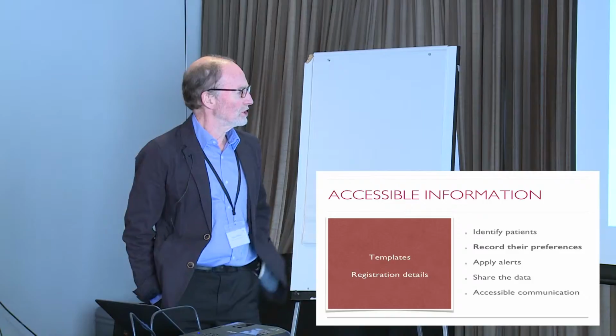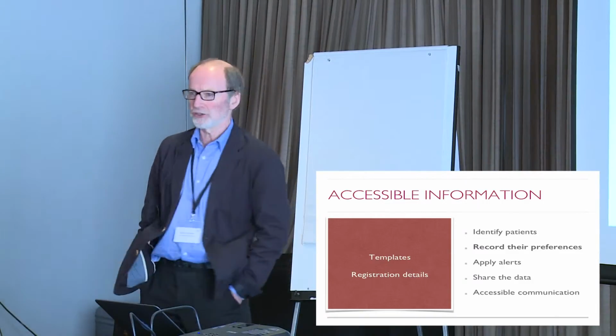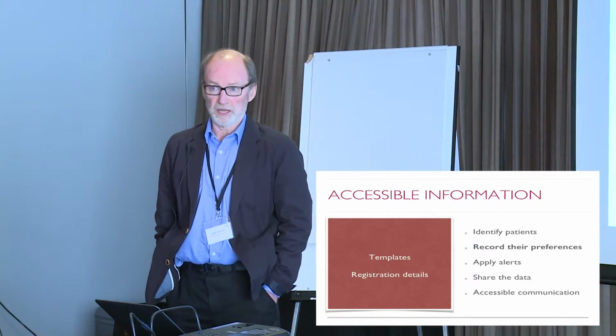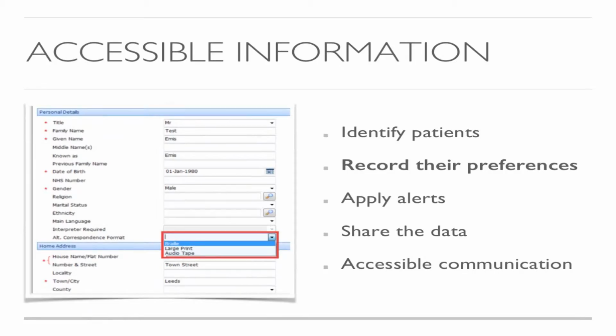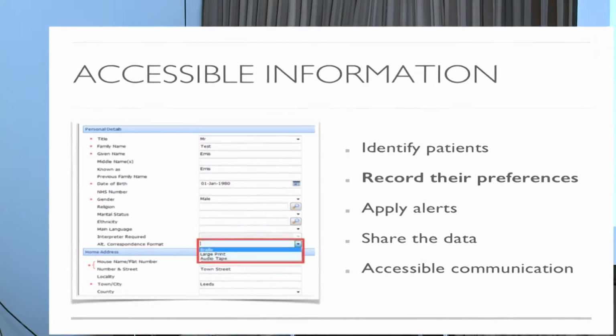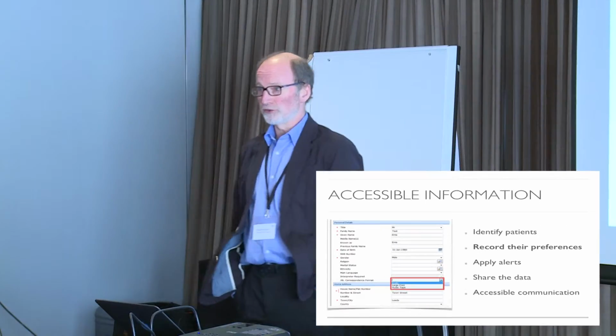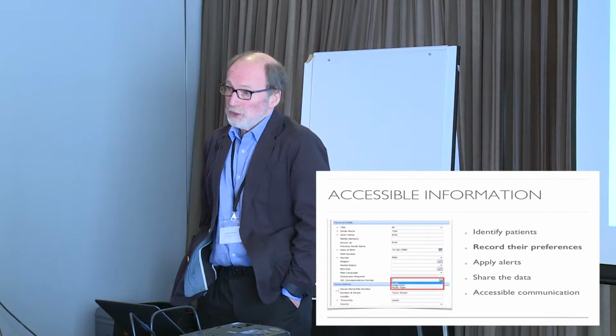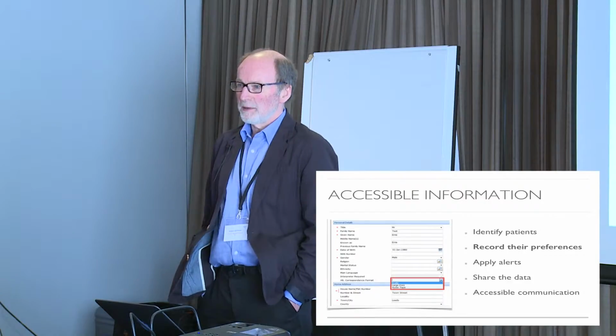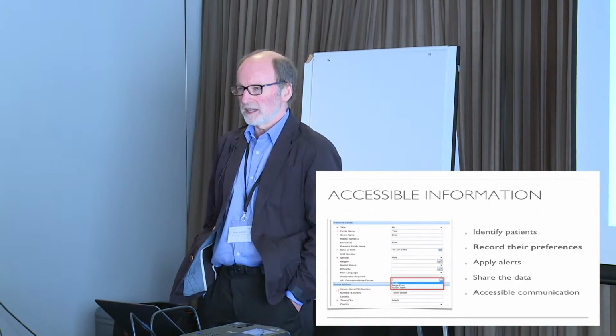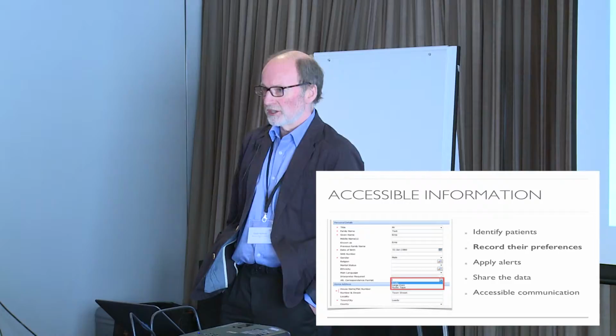And that screen just shows you that in registration details you can record things like the patient would like a large print letter, and there's also interpreter requirement and alternative correspondence format, which applies to braille and type and audio tape. Now, it strikes me that one of the problems with EMIS is that you can record stuff all over the place. Where's the most useful place to record it? And I think that depends on how you work.